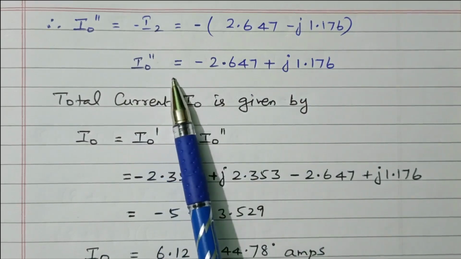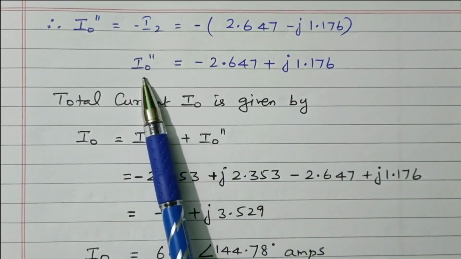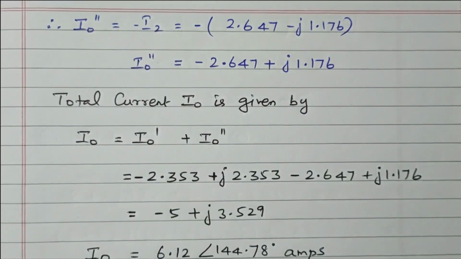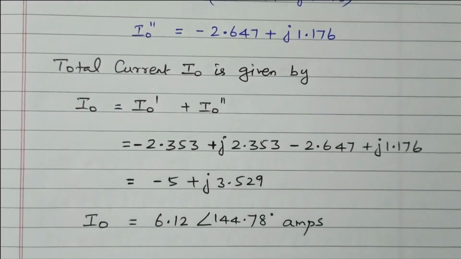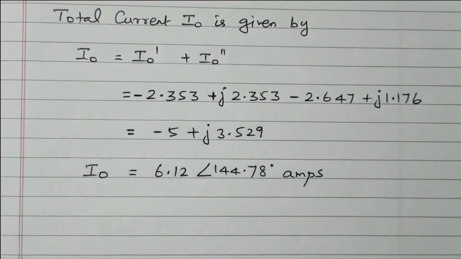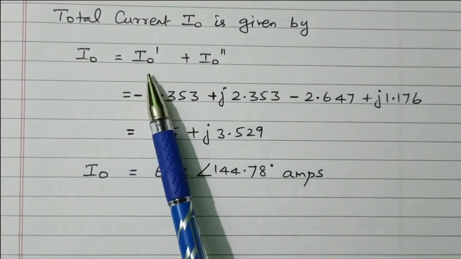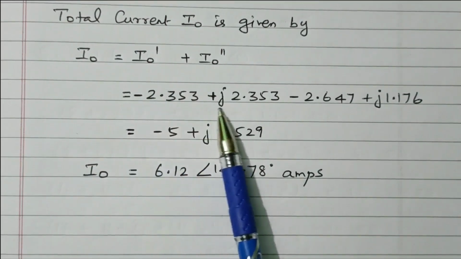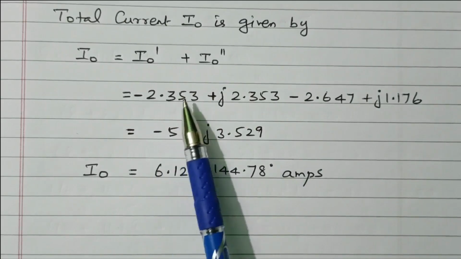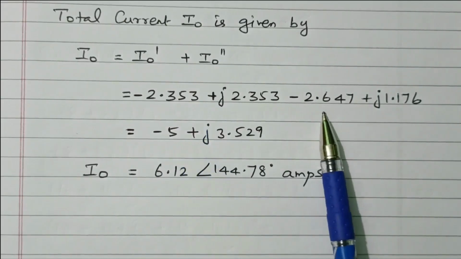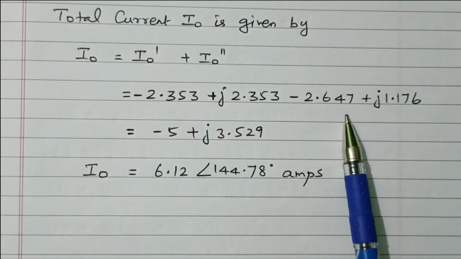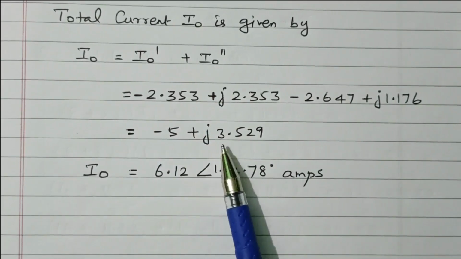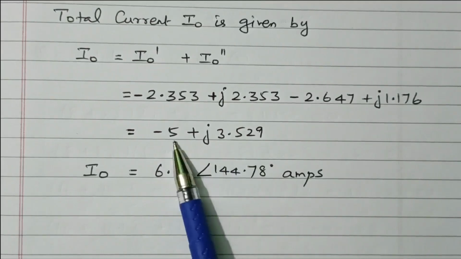Now we got the second step, the current due to the current source alone. Now we need to find the total current. The total current is nothing but the current due to the current source as well as the voltage source. I naught equal to I naught dash plus I naught double dash. I naught dash due to the voltage source, we already calculated in step 1. I naught double dash is due to the current source alone, calculated in step 2. Both are added together: minus 5 plus j 3.529 in rectangular form.